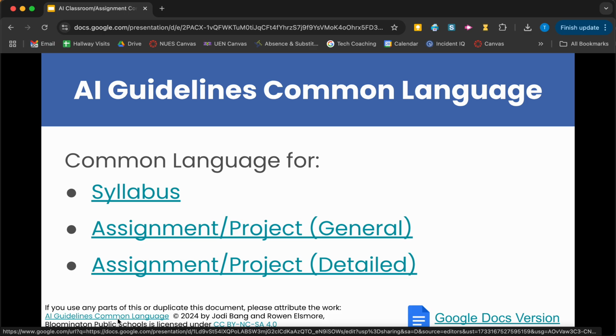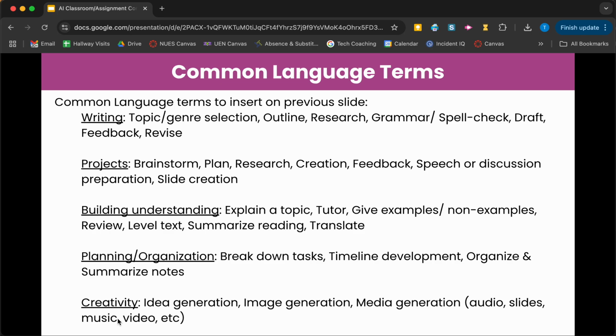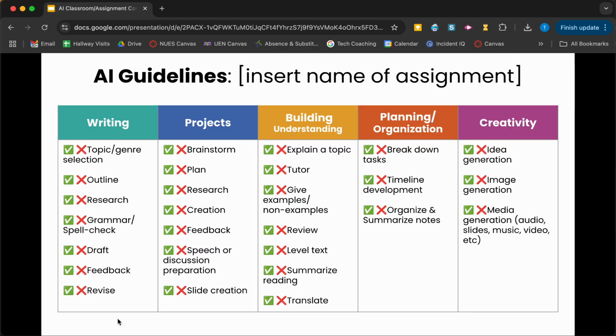One of the first things they talked about in making that successful is establishing some common language. They outlined some terms about different areas, like writing, projects, building understanding, and so on. That is an important piece of making sure everyone's on the same page with what language is being used. Then they made an outline that categorized most things going on in most classrooms into 5 general categories.